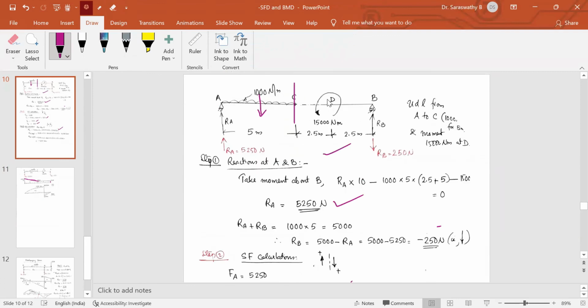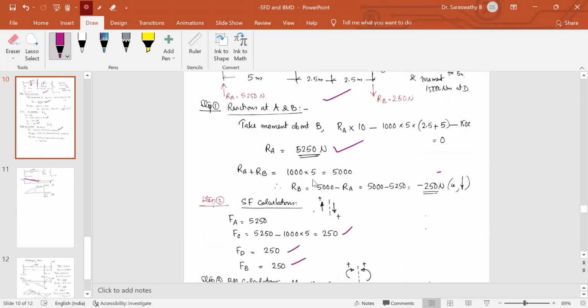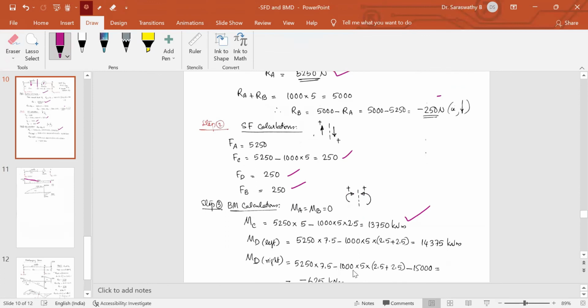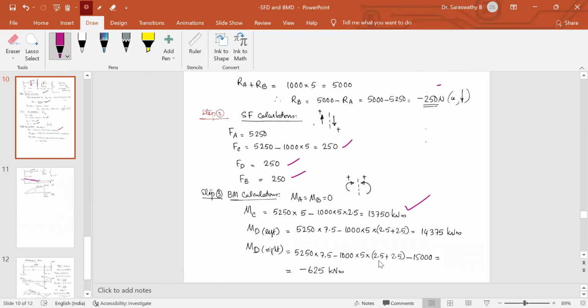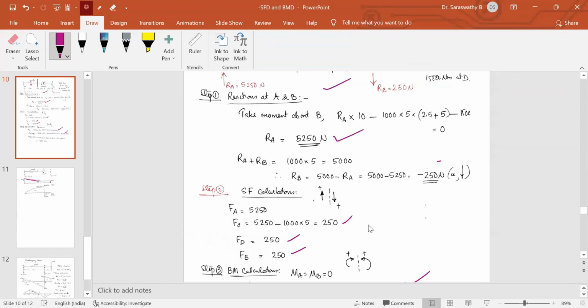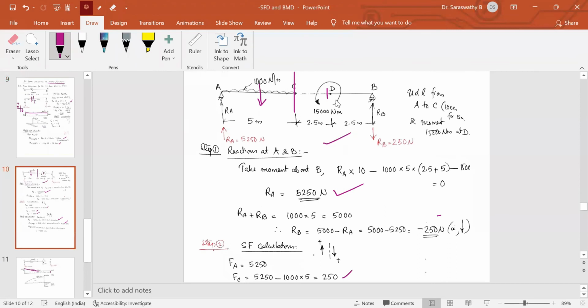Now coming to this point D, at this point a moment is acting. So you have to consider just to the left of it and right of it. Just to the left of it, the total moment will be RA into 7.5 minus 1000 into 5, this total load acting at 2.5 plus 2.5, 5 meter. So 5250 into 7.5 minus 1000 into 5 acting at a distance of 5 meter. That will get, just to the left of it, 14375. And when you consider just to the right of it, there will be another minus 15,000.